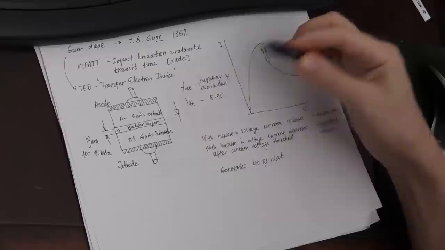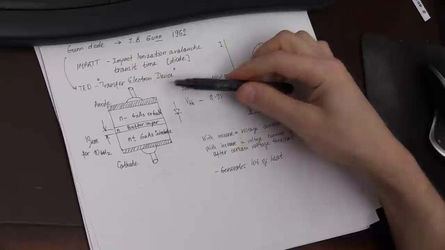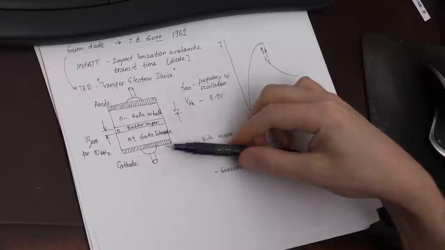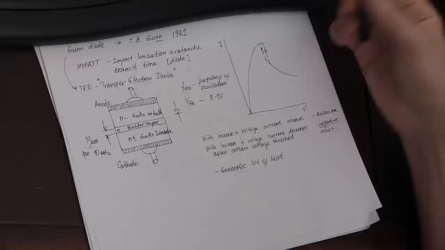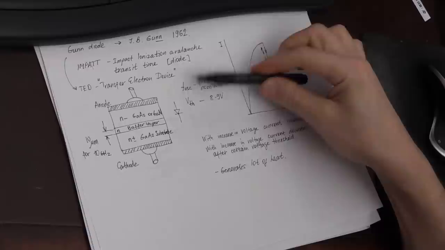Since there is no PN junction in this, it's not clear to me exactly why these ports are called cathode and anode. Maybe it's not 100% correct, but nevertheless. And the symbol of the Gunn diode in schematics is usually shown as a diode.